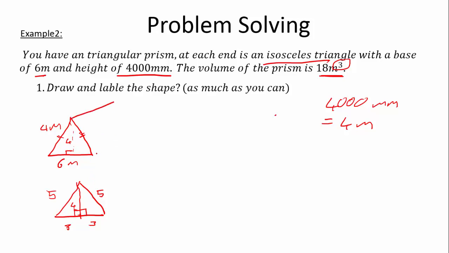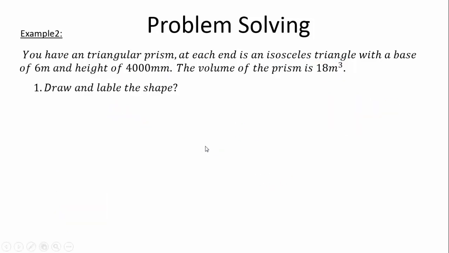And this is a prism, so it means it's 3D. So that is 5 meters. Oops, 5 meters. 4 meters over there. Ignore that. And then we know that the volume of the prism is 18 meters cubed. Okay, that's I think all we can label for now, so let's leave it as that.